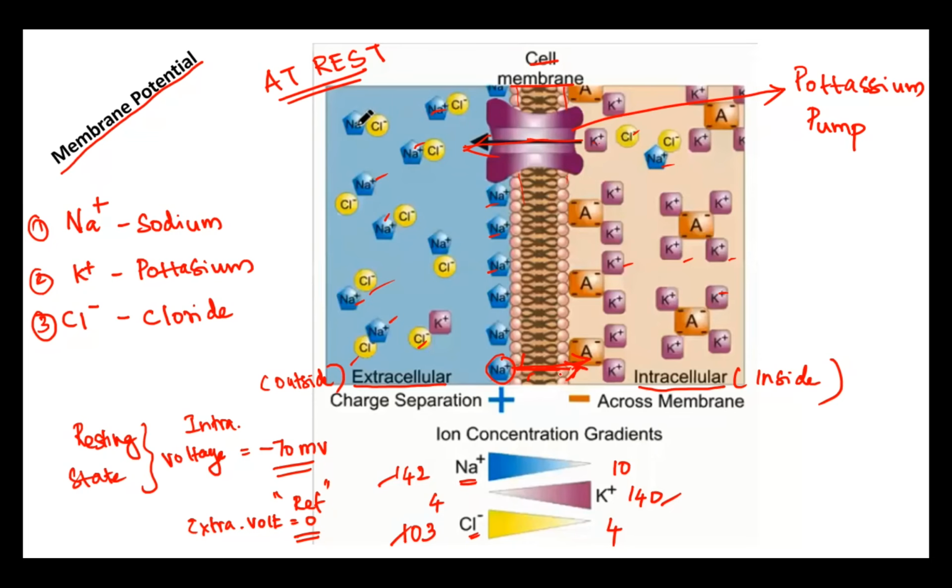How much will move? For example, we have 142 sodiums here and only 10 sodiums here. So almost 70-75 sodiums will move from extracellular to intracellular to make it equilibrium.